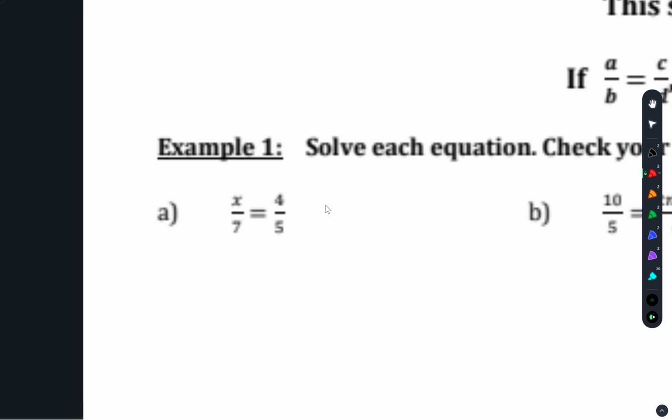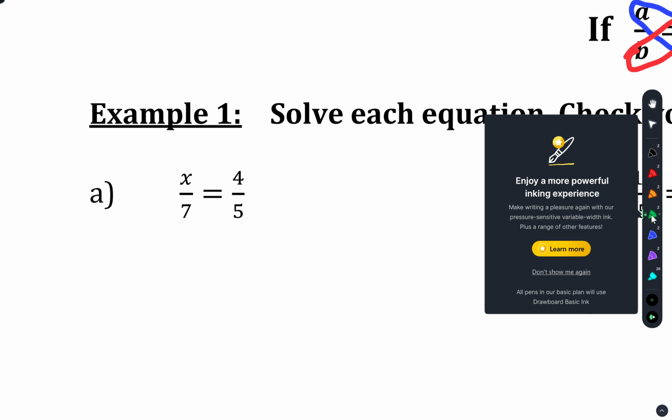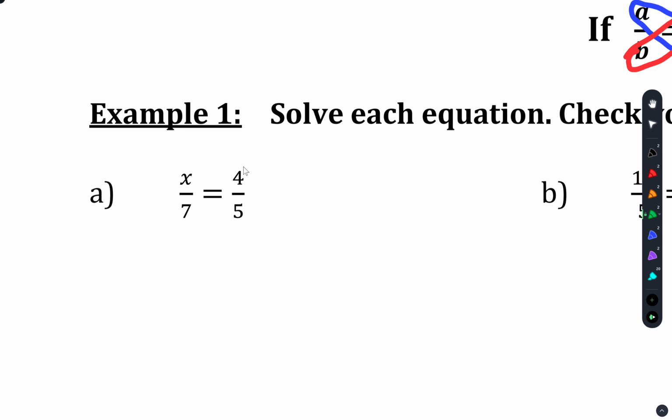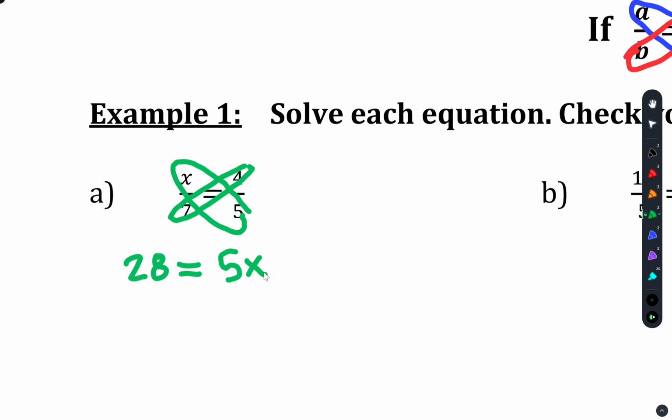So let's go ahead and look at example 1. I can multiply 4 times 7 to get 28. And then I'm going to stick an equal sign in the middle. And I'm going to do the same thing with 5 times x to get 5x.